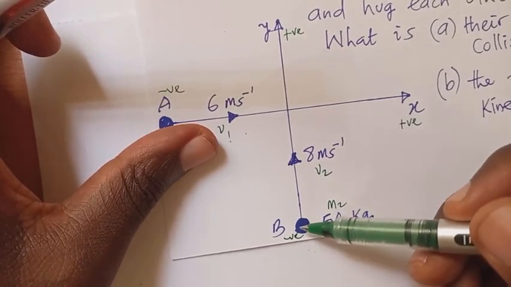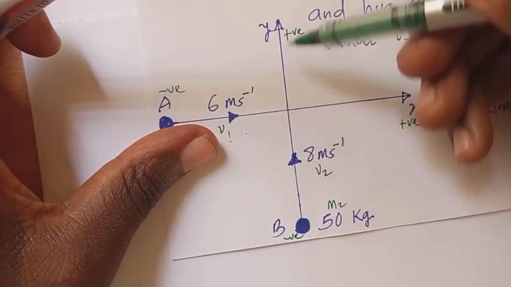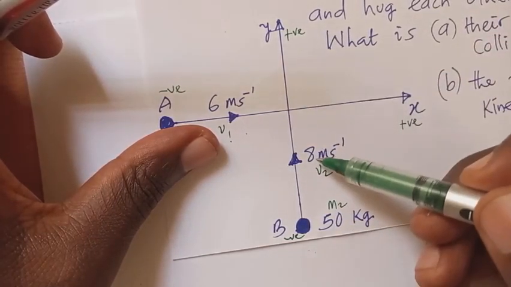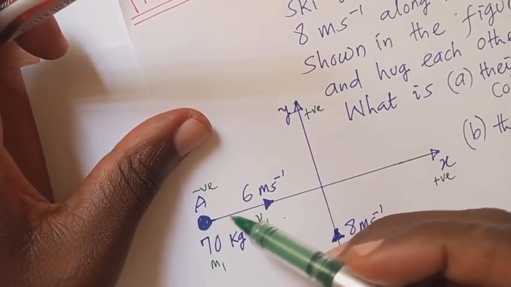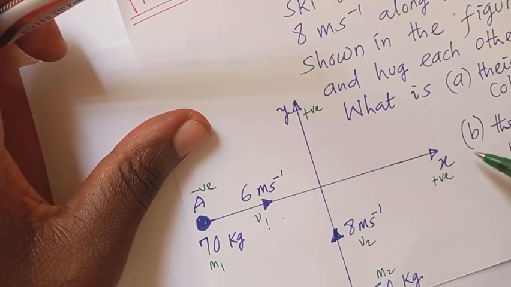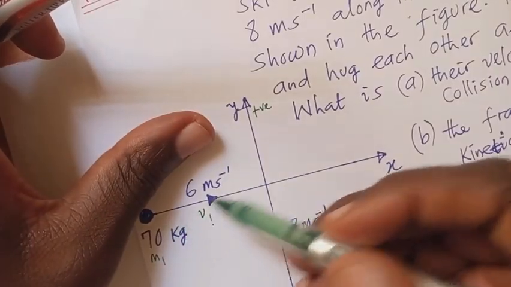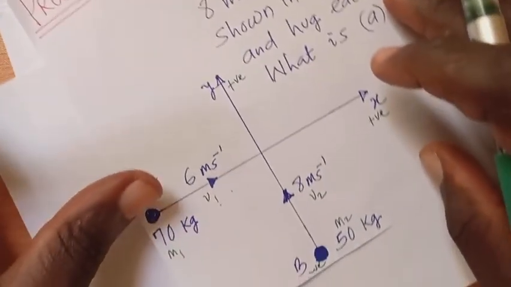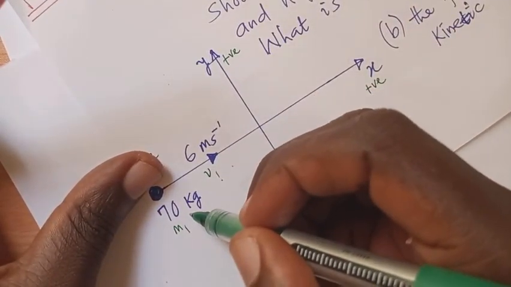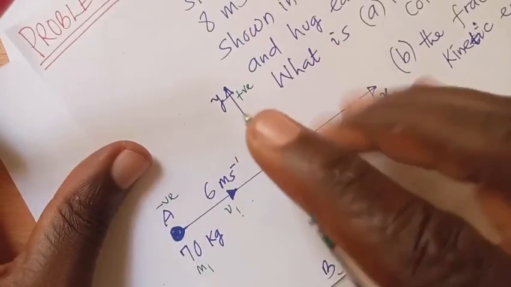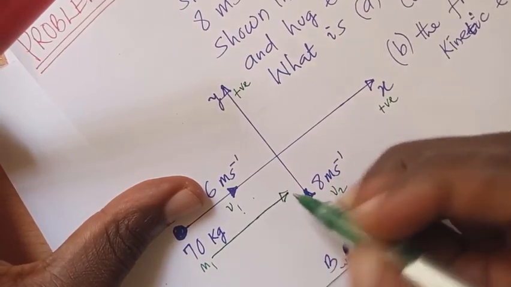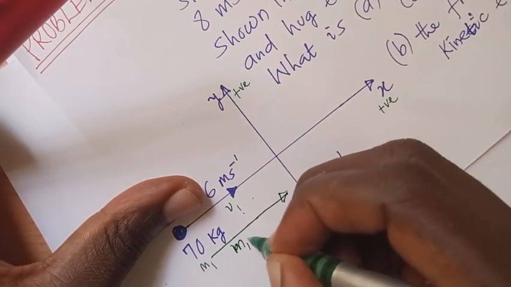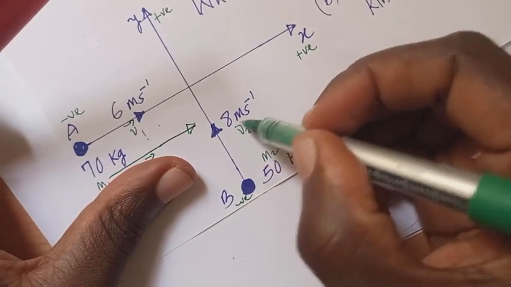Body B, even though it is here, is moving in this direction, not downward, so this velocity is positive. Similarly, body A, even though it is here on the left, is moving along the plus x direction, so this velocity is also positive. Also, we know that the momentum is in the same direction as the velocity, so the momentum of body A is also a vector in this direction, and its value is m1 v1, v1 vector. All these velocities are vectors.